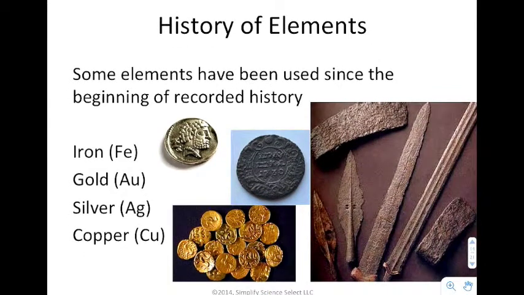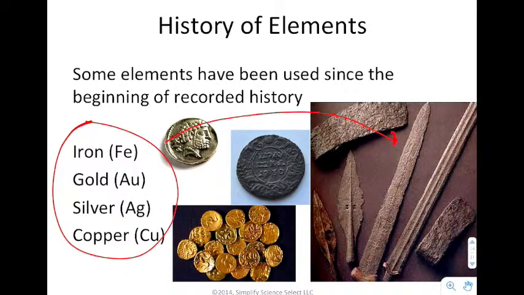So the history of the elements. Some elements have been used since the beginning of recorded history. We have iron, gold, silver, copper are all examples of elements that have been found relatively easily, and they've always been around. So you see this, you have gold coins, you have copper coins, you have silver coins, you see the iron tools and things.